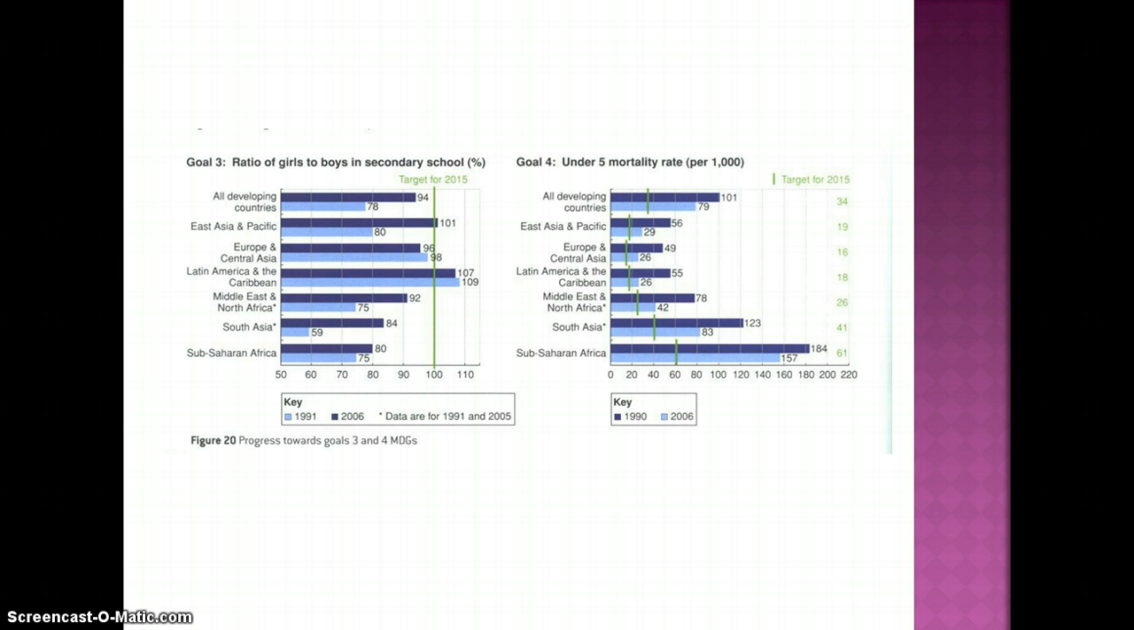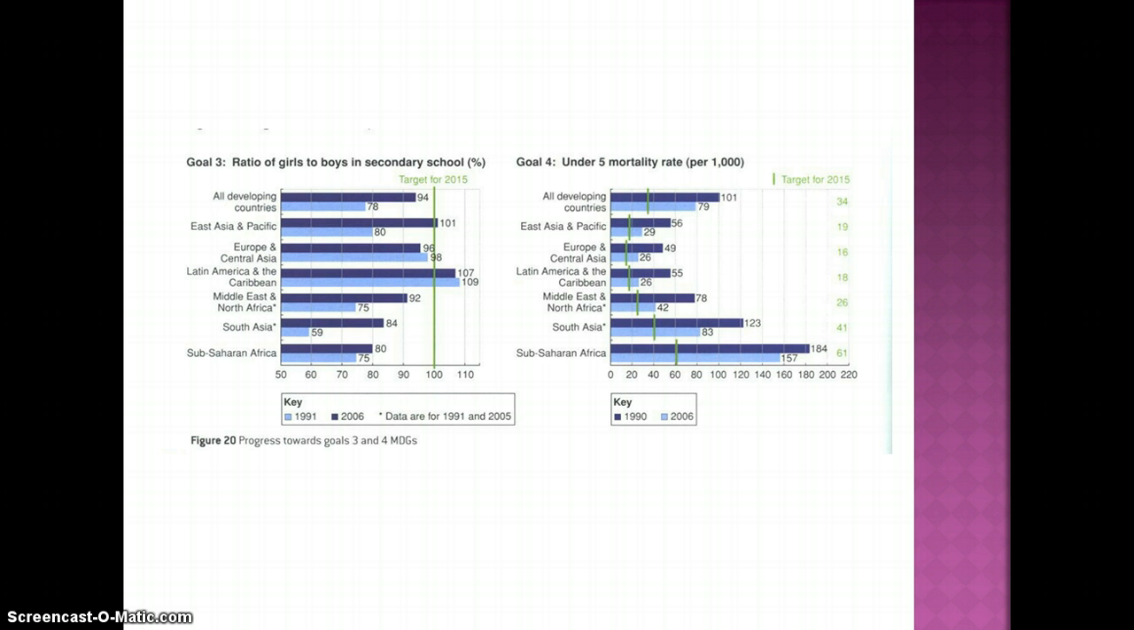East Asia and Pacific are on their way to their target. Europe and Central Asia, also big drops. A big drop for Latin America and the Caribbean, Middle East and North Africa. South Asia has also had a big drop, but Sub-Saharan Africa is still lagging behind and is nowhere near its target for 2015.